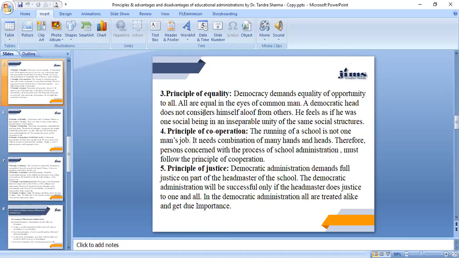A head of the institution should not consider himself aloof from others. He is the first among equals, so he should look upon his colleagues as equal to him. They are his co-workers, not his subordinates. He should take his colleagues into confidence in running the school, in decision making, and in other important matters.